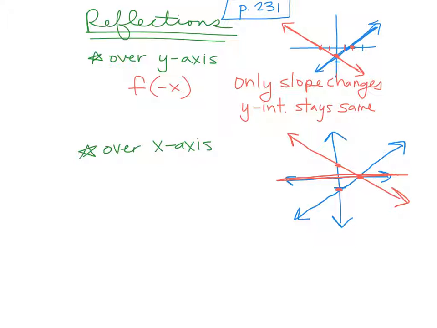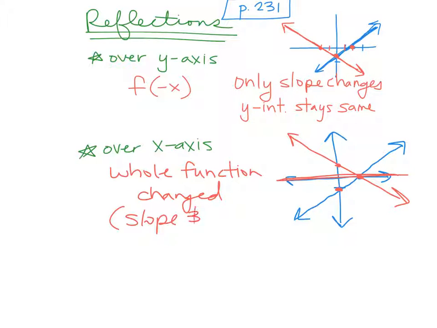Now notice what's different. Is my slope the same? No, my slope changed. One's positive, one's negative. Is my y-intercept the same? No, it all changed. So when you reflect over the x-axis, your whole function changed, meaning your slope and your y-intercept are different.